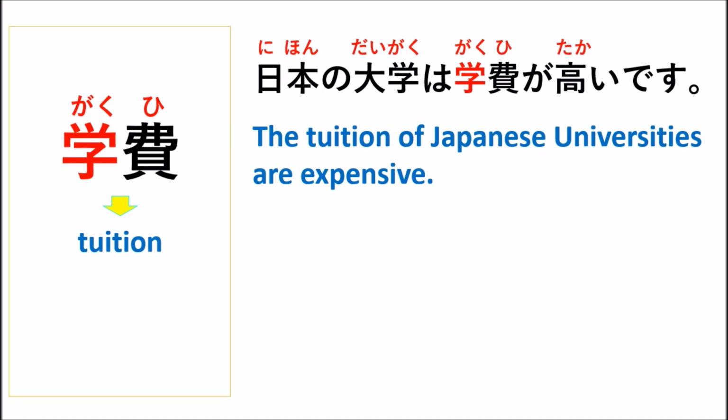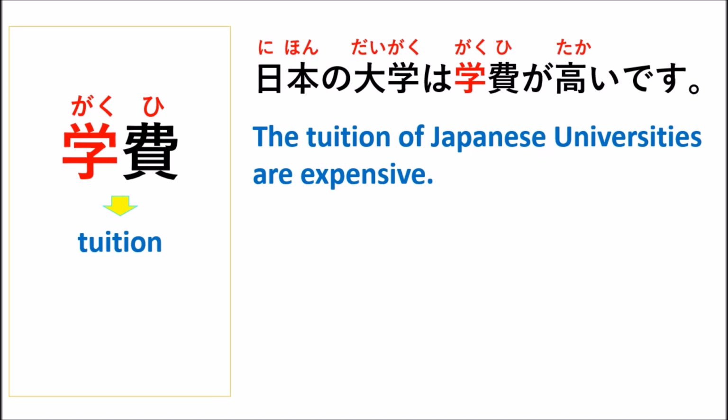And here you have an example like Nihon no daigaku wa gakuhi ga takai desu. It means the tuition of Japanese universities is expensive. The tuition of Japanese universities is expensive.